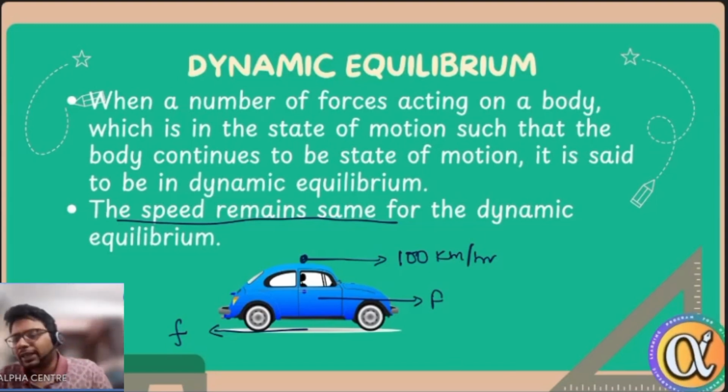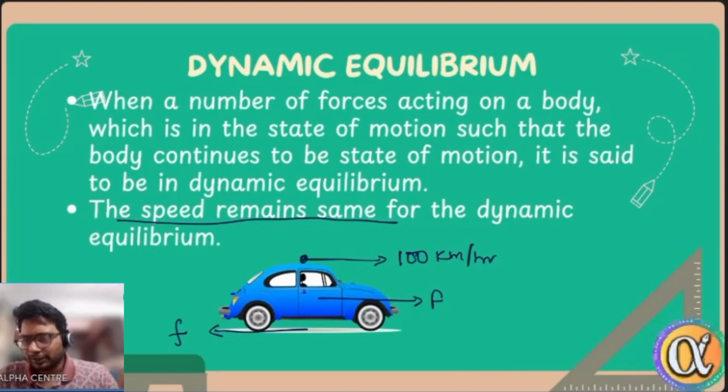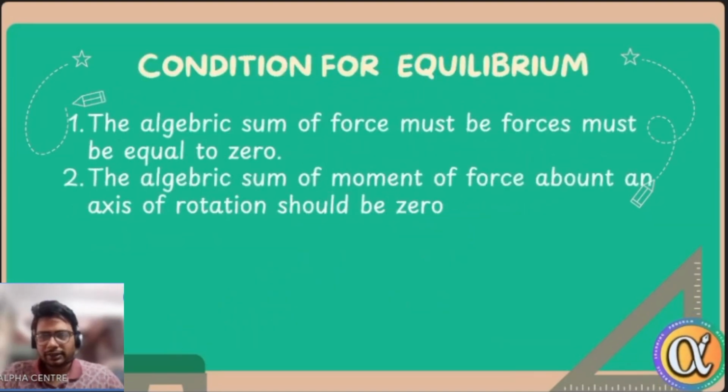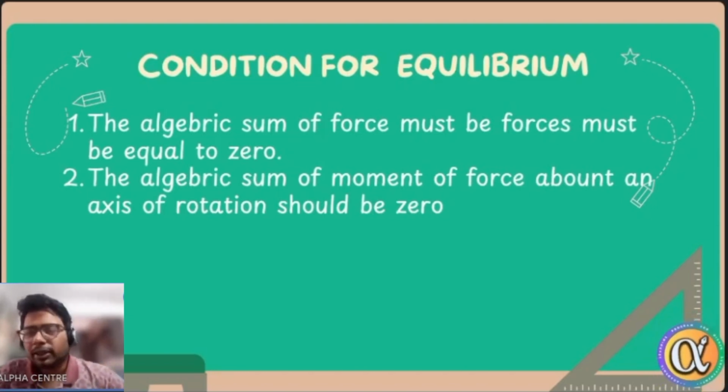Okay, so you understood the difference between static equilibrium and dynamic equilibrium? Static is when the body is at rest, and dynamic is when the body is moving at a uniform speed. Okay, see, all of this was even there last year. Then what is the point of learning this again? So that's when we come to the most important part.